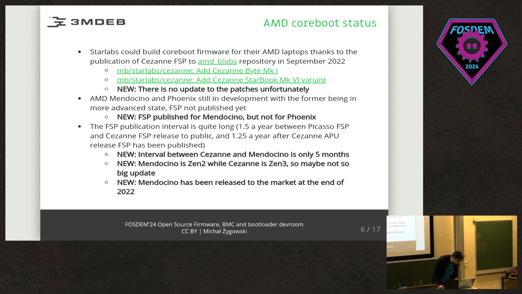So it should quite soon happen, but I'm not sure about the release dates. The difference is that Mendocino is a Zen 2 architecture, while Cezanne was Zen 3, so it is also not so straightforward to predict the release dates, because Zen 3 is a newer architecture, but Mendocino seems to be some kind of update to an older architecture.